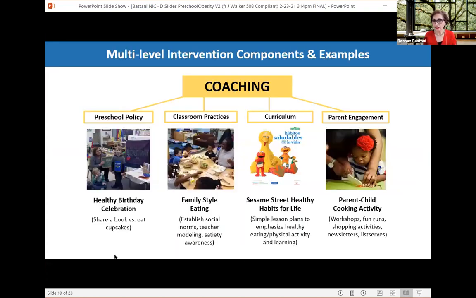So this is our multi-level intervention, which is delivered by coaches at multiple levels. So beginning with changing policies: instead of allowing cupcakes for birthdays, share a book. Classroom practices: family style eating, which of course, we can't do during COVID anymore, and teachers eating with the child. Changes in the curriculum, supplying them with a resource, Sesame Street Healthy Habits for Life, which is free, very simple, can be adapted, fun. And then of course, parent engagement, cooking together, coming into the classroom, and so on.